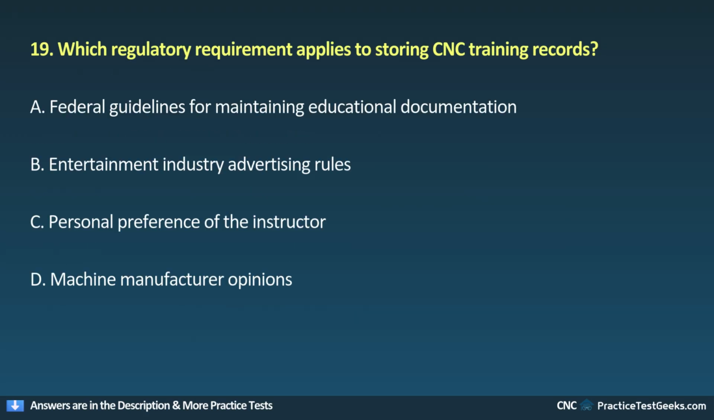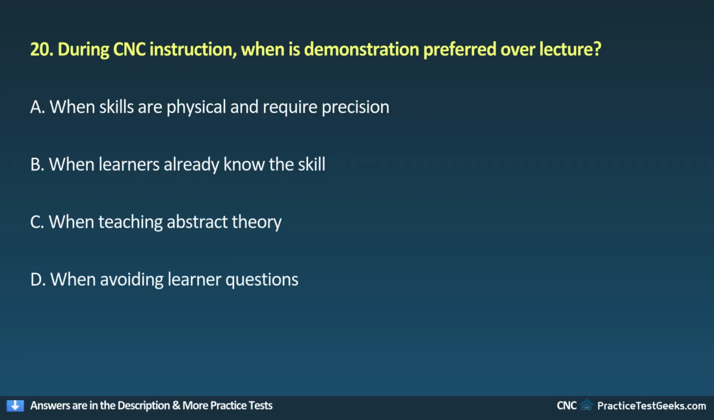19. Which regulatory requirement applies to storing CNC training records? A. Federal guidelines for maintaining educational documentation. B. Entertainment industry advertising rules. C. Personal preference of the instructor. D. Machine manufacturer opinions.